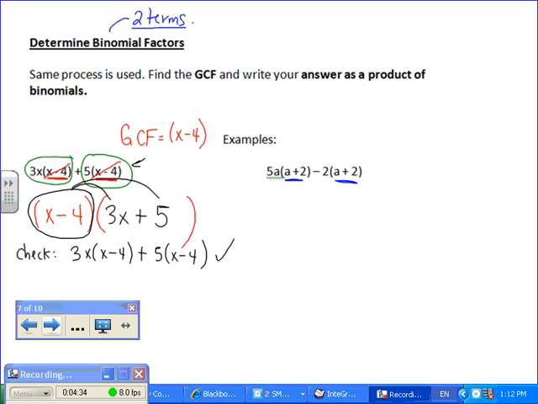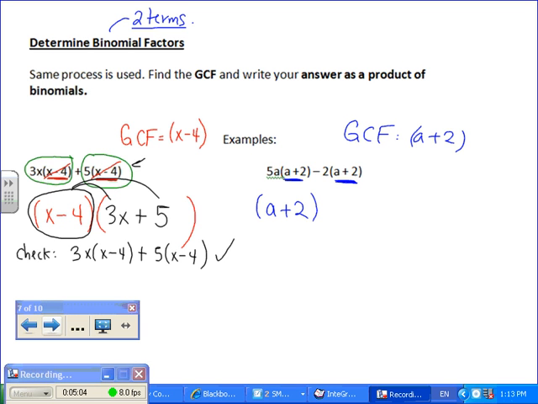So here again, I see that I have 5a multiplied by a plus 2 in brackets. Subtract 2 multiplied by a plus 2. Well, I see a plus 2 twice. It is part of each of these terms, because the 5a is being multiplied by that, and the negative 2 is being multiplied by that. So my GCF is a plus 2. And I can factor that out and bring it out front. And then I'm simply going to write, well, what's left?